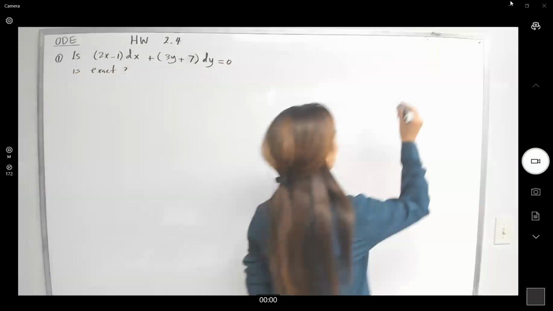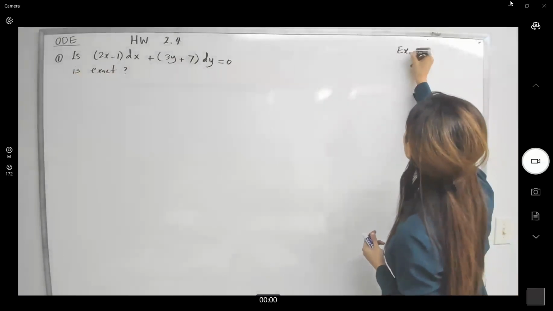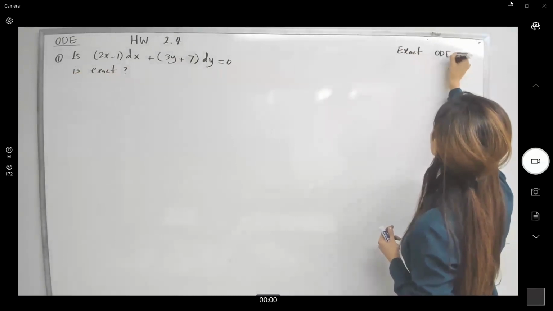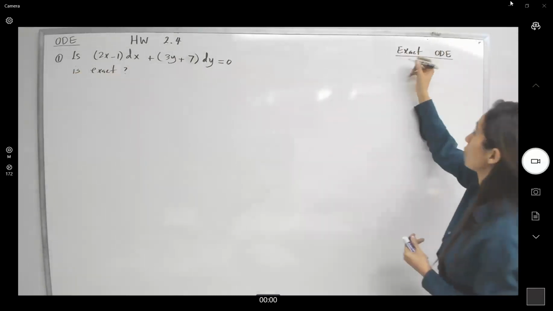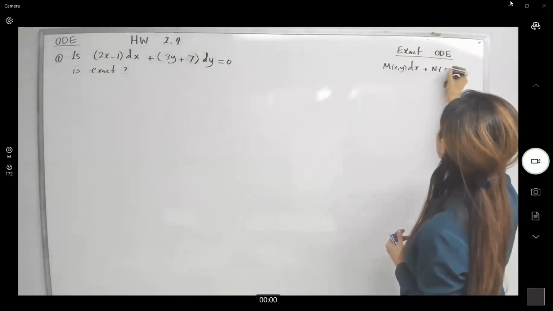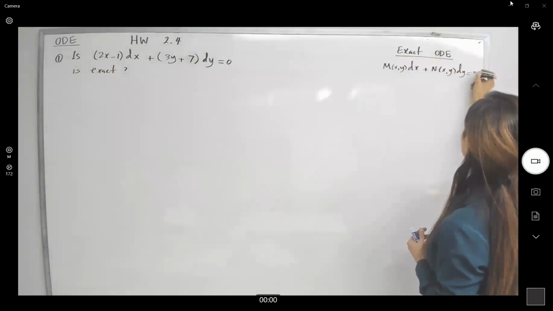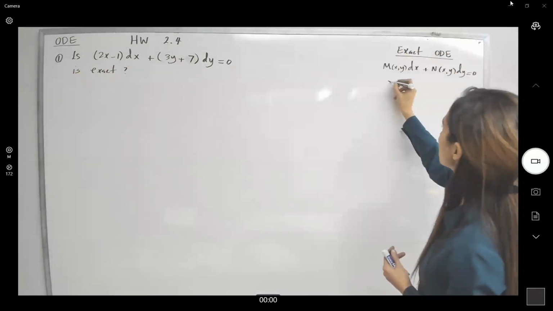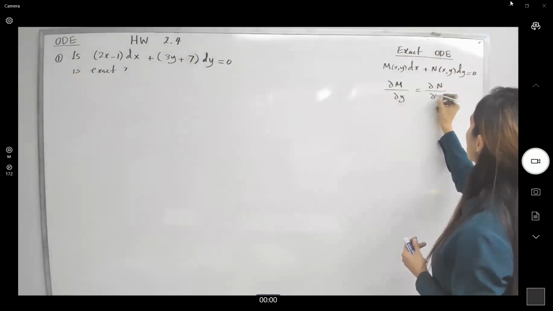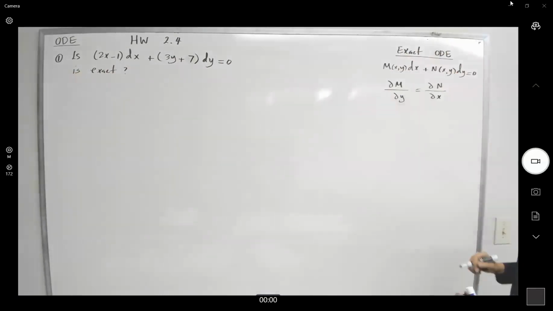Remember the definition of an exact ODE. For an exact ODE, if we have the differential form M of x and y dx plus N of x and y dy equal to 0, and the partial derivative of M with respect to y is equal to the partial derivative of N with respect to x, with the conditions that those partial derivatives exist and are continuous, then we say that we have an exact differential equation.